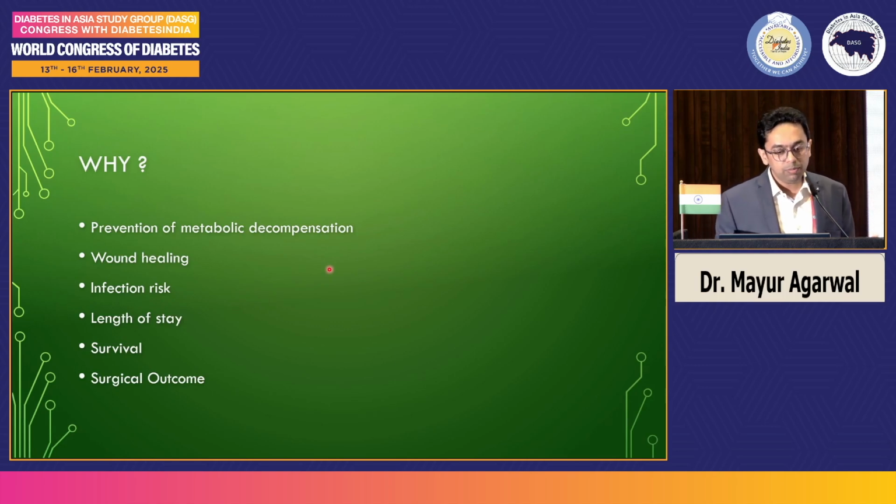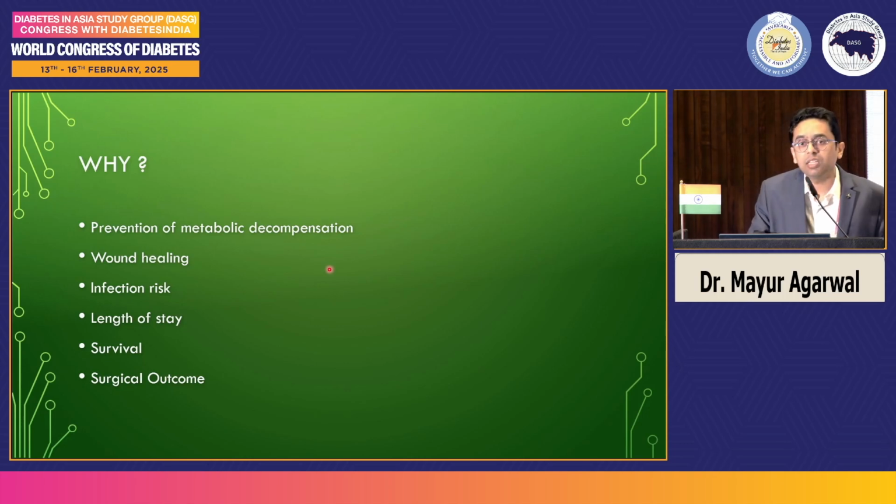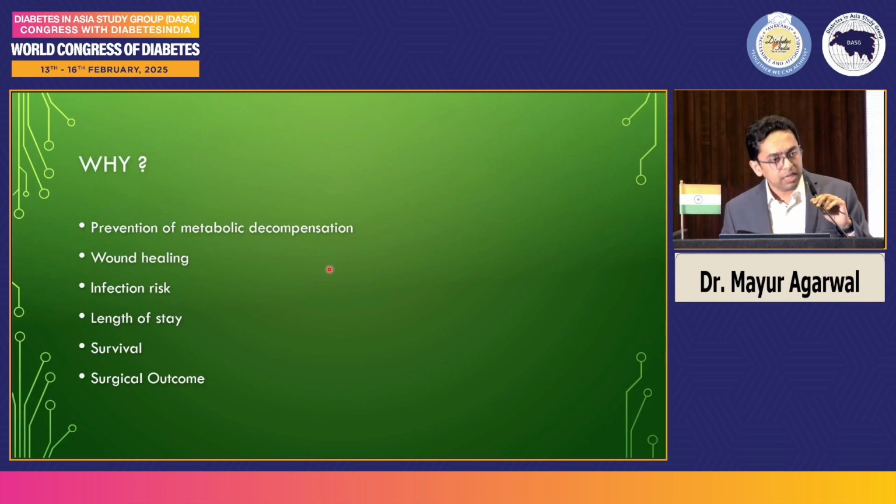So we need it because we want to prevent metabolic decompensation. Maybe the sugars get very high, the patient lands up in DKA. Maybe the patient lands up in HHS. Then there are studies that it is associated with poor wound healing. If the sugars are high, infection risk increases, and length of stay, that is hospitalization, increases. Overall survival and the surgical outcome are also dependent on the glycemic control during hospitalization.